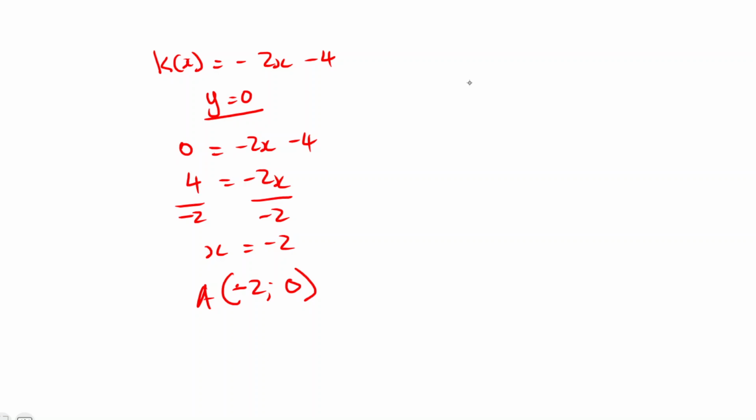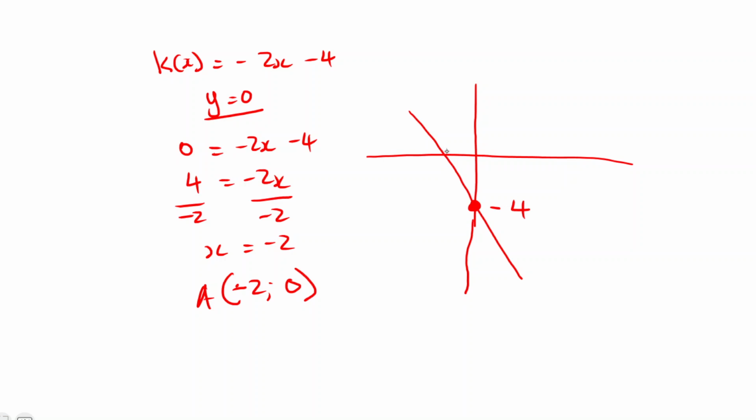So let me redraw that sketch here. Remember, the straight line was looking something like this. It was passing through negative 4 here. Now we just discovered the other point is negative 2 and 0. This one is 0 and negative 4. So these are the 2 points of the straight line.